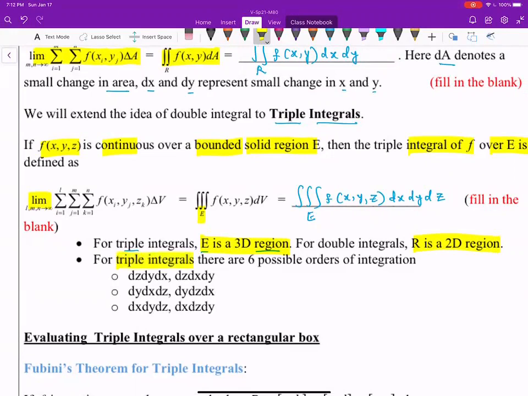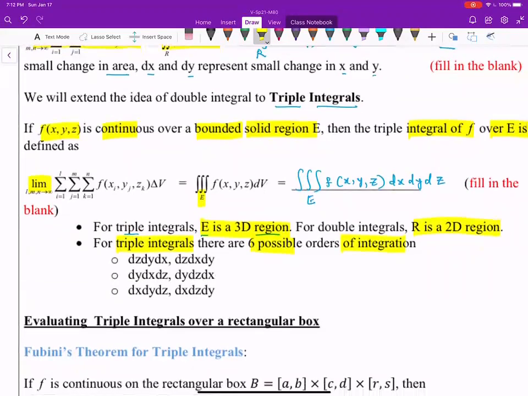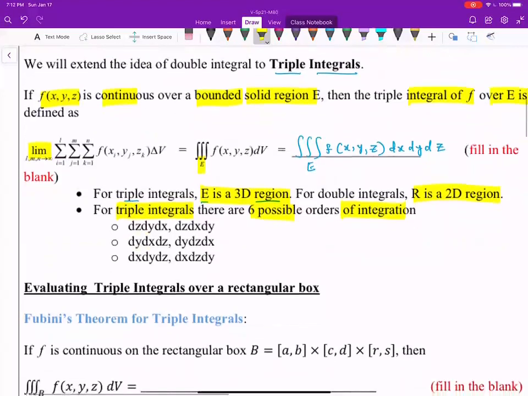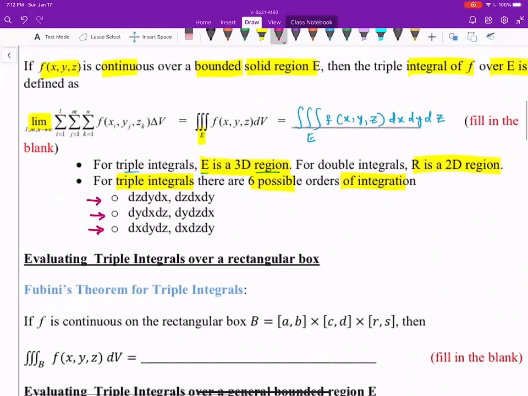For triple integrals, there are 6 possible orders of integration. They can be dz dy dx, or dz dx dy, or dy dx dz, dy dz dx, or dx dy dz, dx dz dy. So we have 6 possibilities, or 3 factorial possibilities.